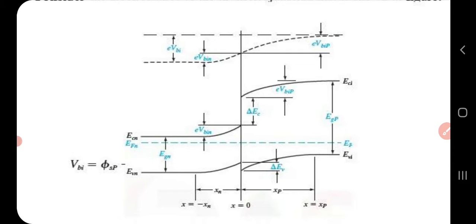Delta EV stands for valence band edge, like that. All these terms we have already mentioned in our earlier classes, so now I am not explaining each of these terms. You can refer back, so you will get what each of these terms stands for. XN, XP, EGP. EGP is the band gap of the P-type semiconductor. So all these terms we have already discussed. So please know what each of these labelings stands for.